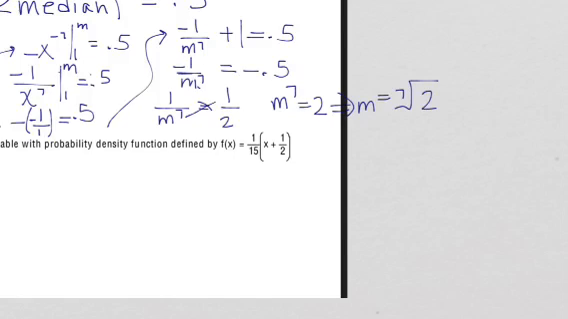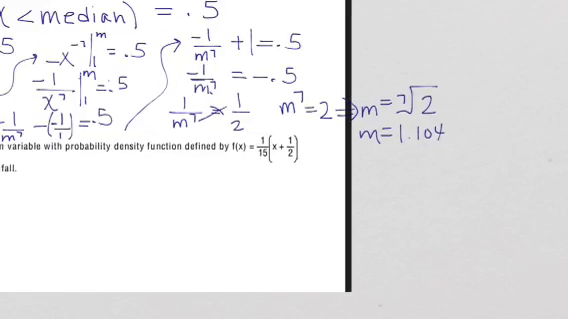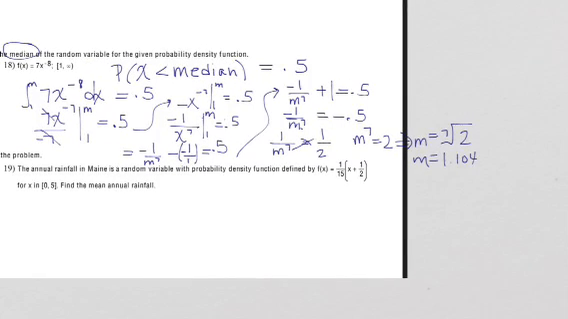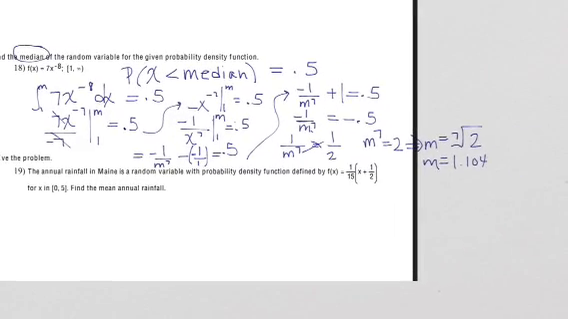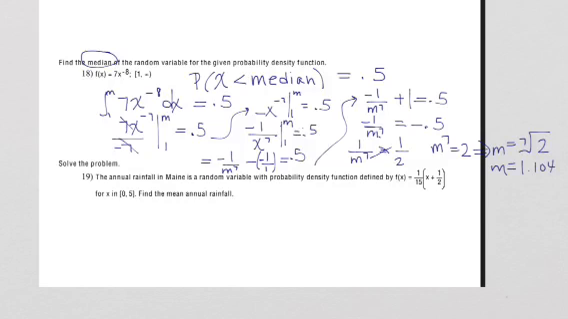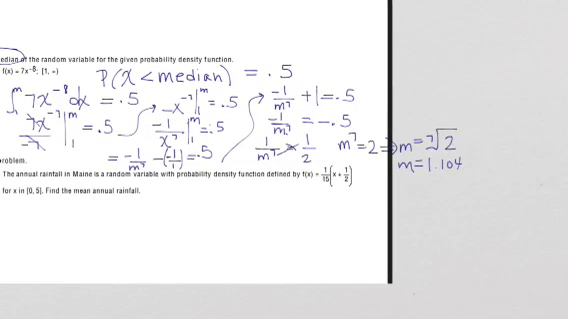I don't happen to have a calculator handy, but maybe I can use my phone. Hold on, I'm trying to calculate. But m is the 7th root of 2. Which is 1.104. So 50% of this thing's probability falls below 1.104, and 50% of the probability falls above 1.104. Believe it or not. Okay, so that is everything for this problem.